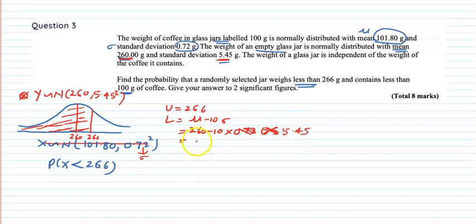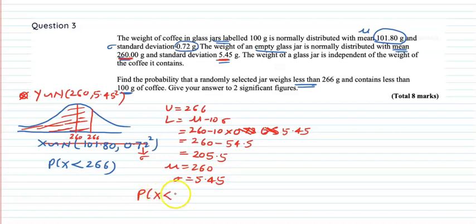So 10 times this should be 5.45. Once we simplify it, it should be 260 minus 54.5, and it has to be 205.5. Now mu is here 260, okay, and sigma is 5.45. So if we put all these values, it should be x less than 266 is 0.8645.